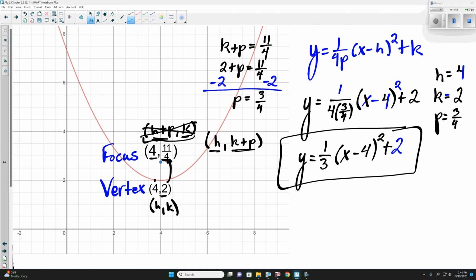Because really, once we find the values of h, k, and p, we can find the equation. And that's going to be true going the other way as well. To find the information we need, the vertex, axis of symmetry, focus, and directrix, we need the values of h, k, and p. Because if we have those, we can go from one to the other or vice versa. Questions on this here?